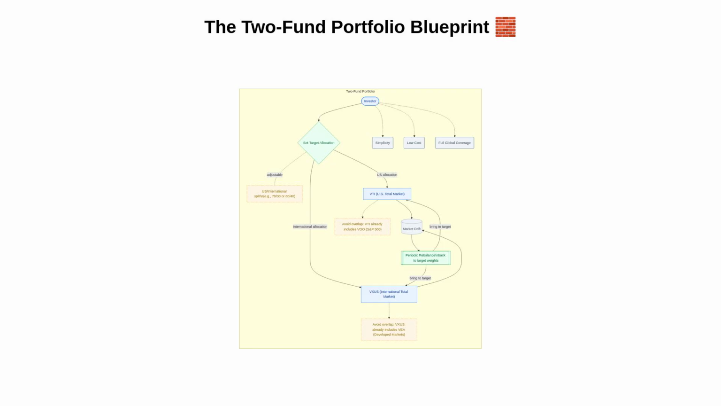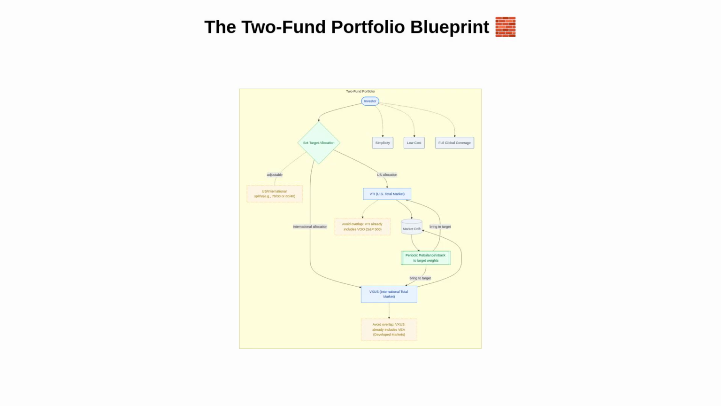This flowchart shows the two-fund portfolio blueprint. The investor allocates to two core funds, VTI for the entire U.S. market and VXUS for the rest of the world. The allocation between these two funds is the primary strategic choice.